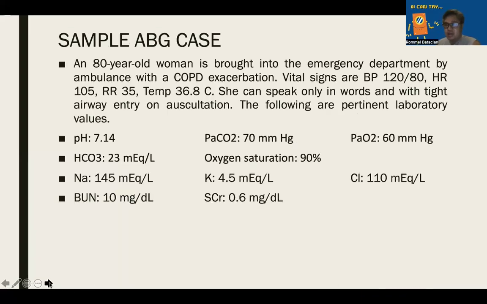So let's take an example case. Okay, so an 80-year-old woman in the emergency department with a COPD exacerbation. So it's relatively a straight-out respiratory problem. With these vital signs, the patient is markedly tachypneic, slightly tachycardic at 105, can speak only in words with tight airway entry on auscultation. So these are your laboratory findings. So this is serum creatinine, bicarb, pH, PCO2, PaO2, and then the electrolytes as well.